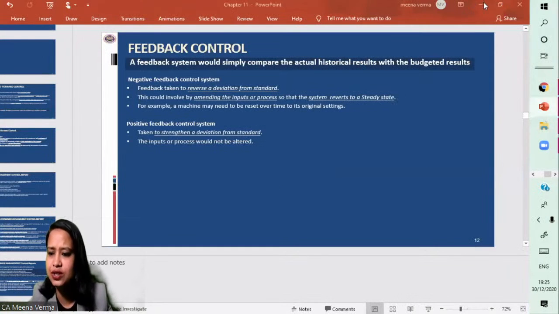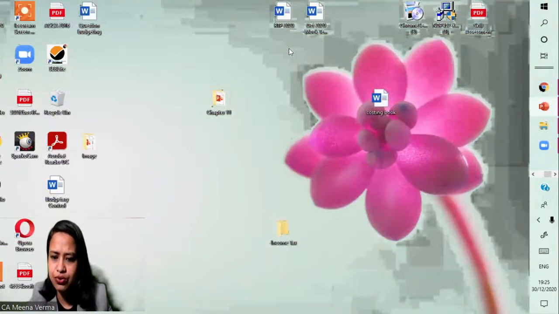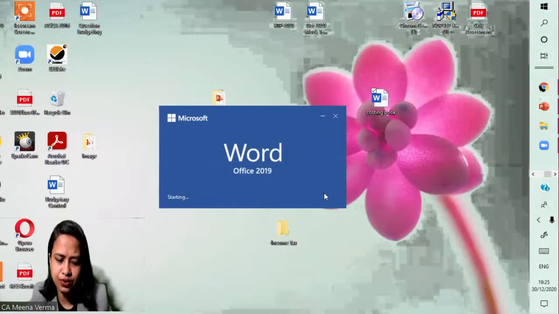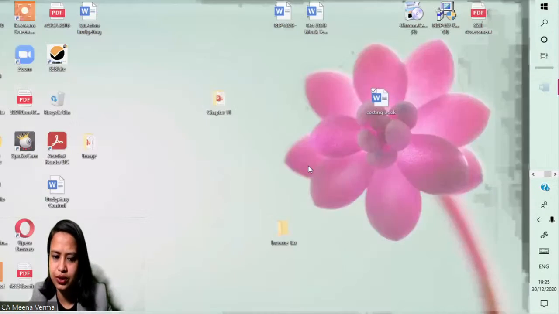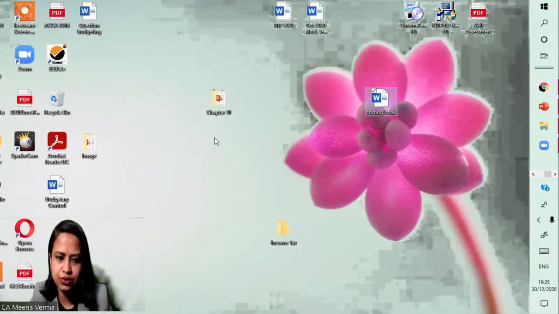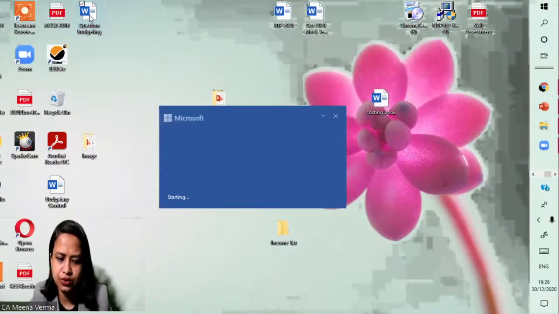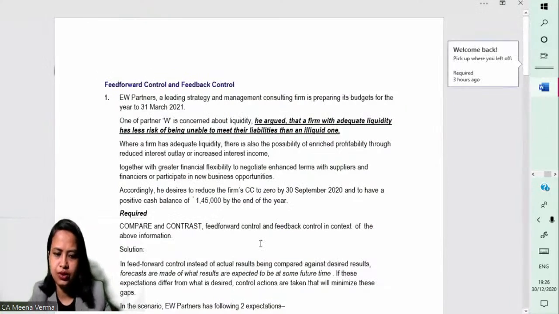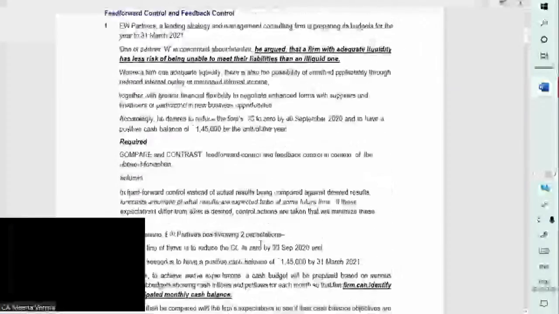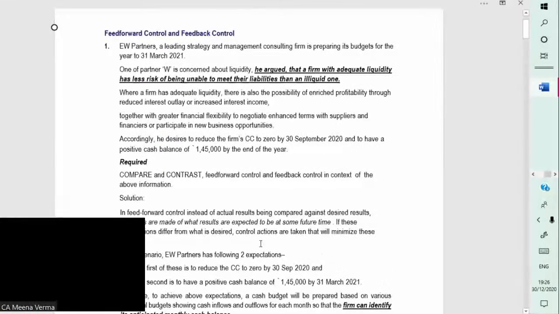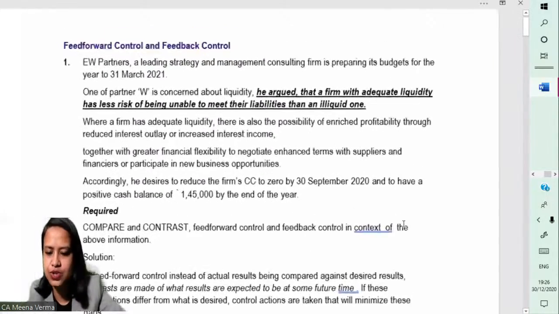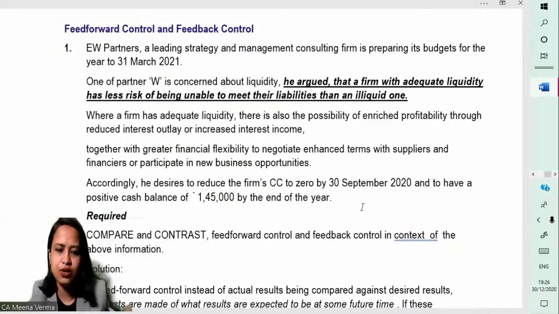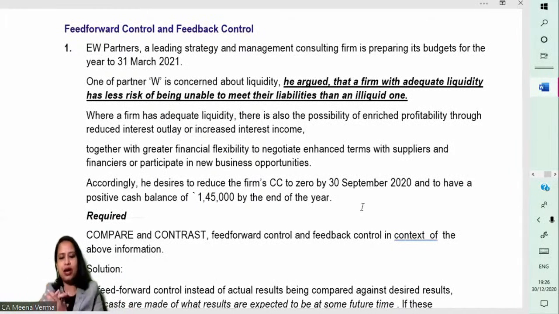We have a question related to this, and I want all of you to please read it. Sorry, this is not the question. Where is the question? Yeah. So we have this question, and I want all of you to please read it. I'm giving you time to read this question. This question is related to feed forward and feedback control.